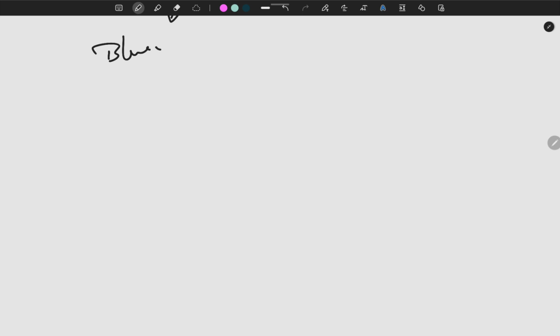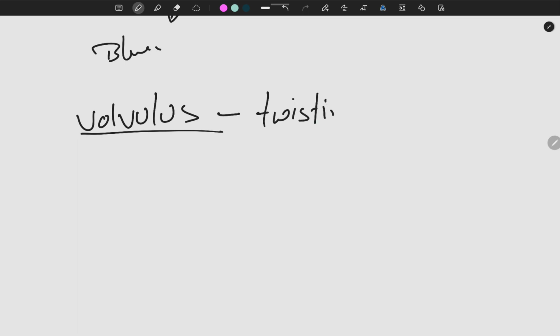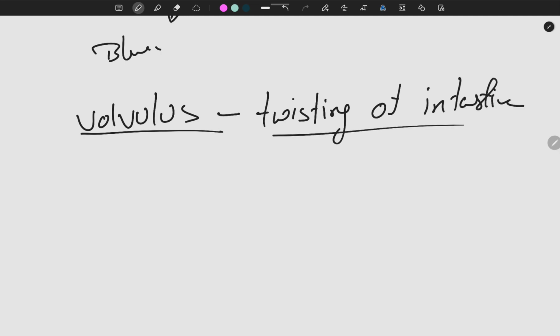So the next point is volvulus. What is volvulus? It is nothing but twisting of the intestine. Twisting of the intestine is nothing but volvulus.